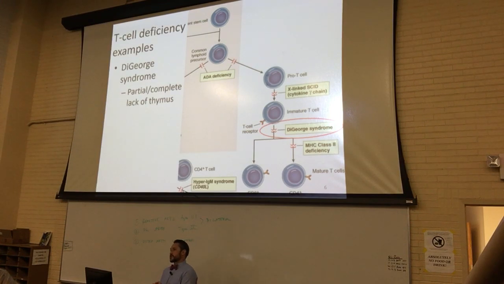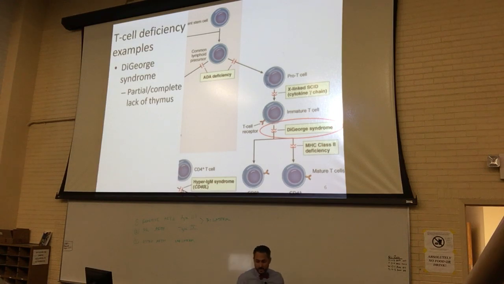Do their T cells ever mature? No. So T cell maturation is compromised, so they don't make functional T cells, and they have a problem associated with activity that T cells would normally be responsible for. So both CD8 as well as CD4 positive T cells.